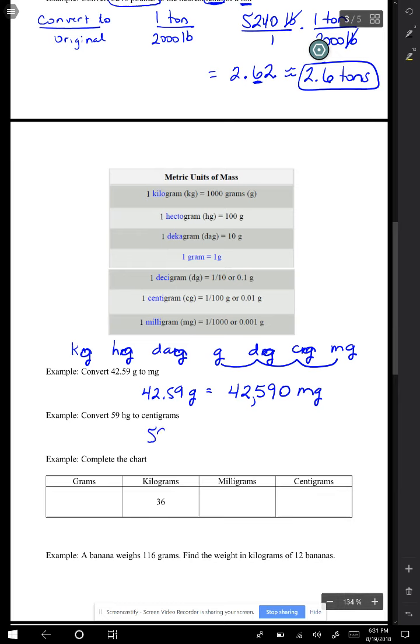And then we're going 59 hectograms to centigrams. So that would be 1, 2, 3, 4 places to the right. The decimal's at the end, so 4 places to the right, I would have to add 4 zeros. So 590,000 centigrams.